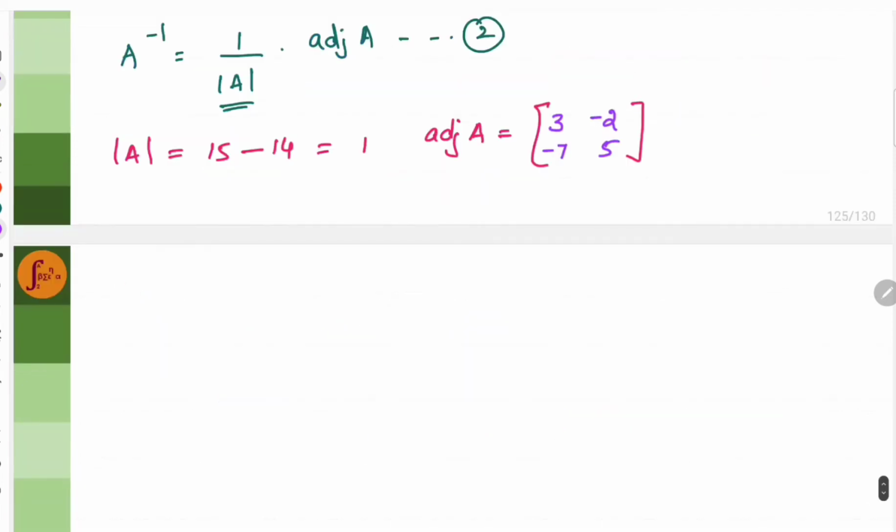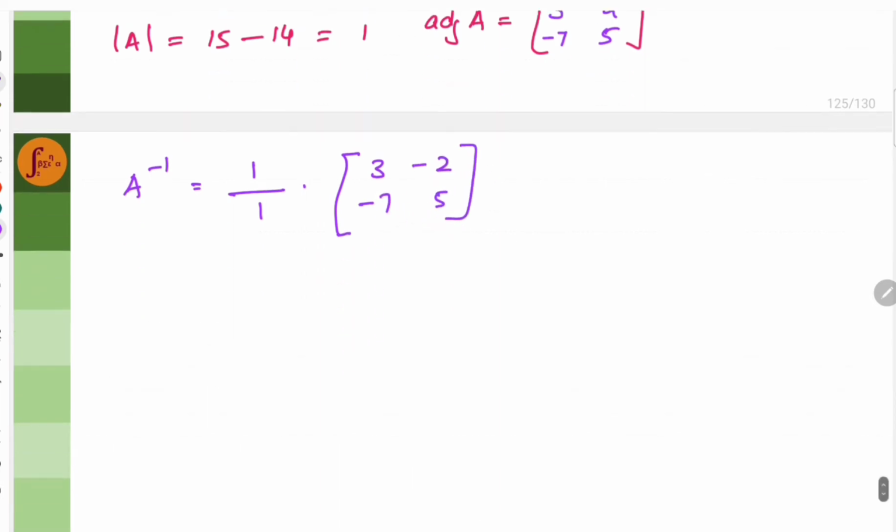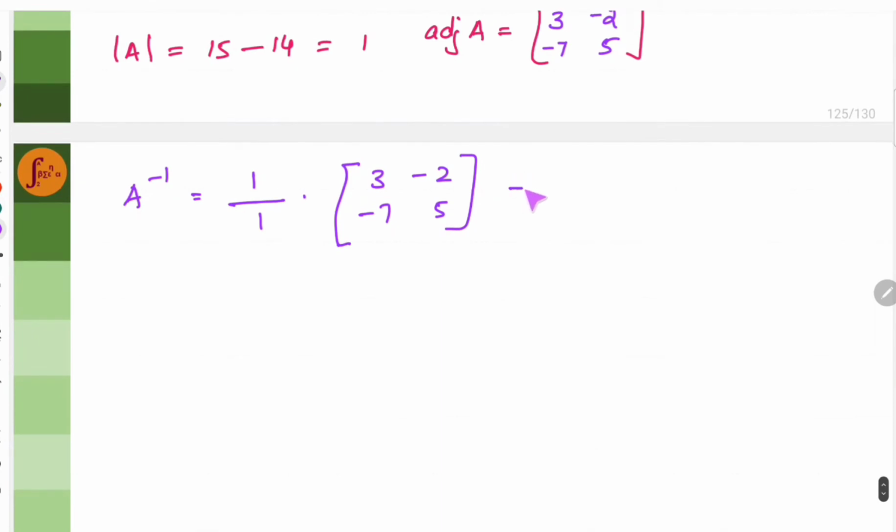Now let's substitute. A inverse is equal to 1 by determinant of A. Determinant of A is 1, into adjoint of A. Adjoint of A is 3, minus 2, minus 7, 5. Right? So 1 into 1, it's the same thing. So you'll get the same matrix back: 3, minus 2, minus 7 and 5. So this is A inverse.